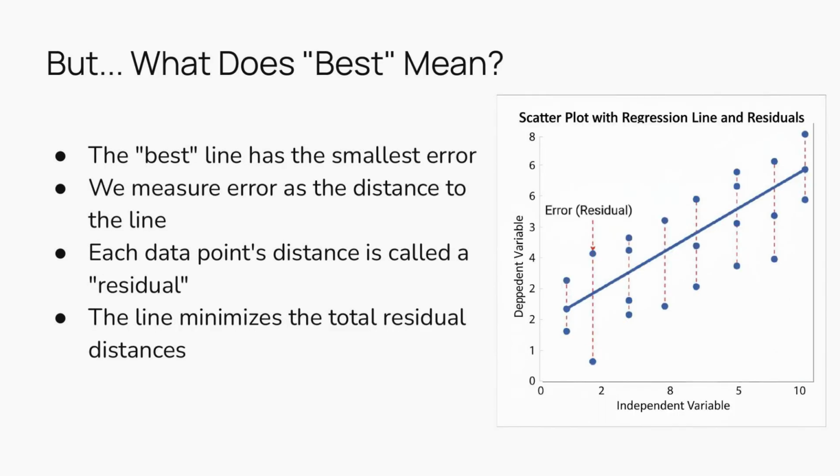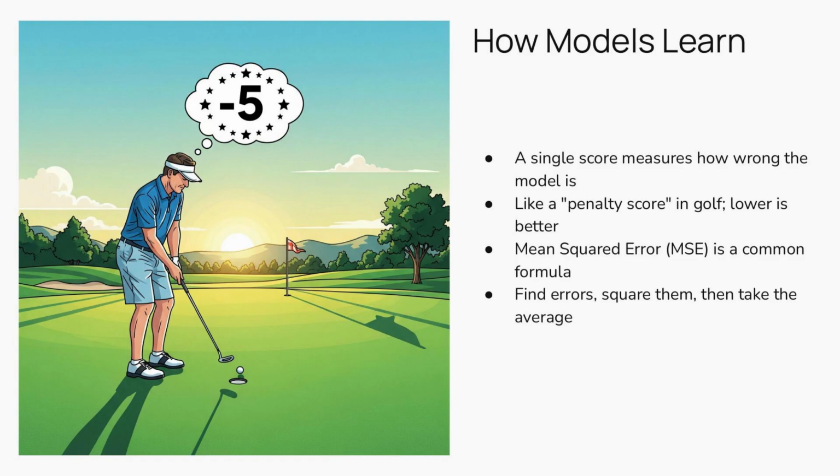But best fit is a vague term. How does the computer quantify best? It does it by measuring error. For any line we draw, we can measure the vertical distance from every single data point to that line. This distance is called the residual or just error. A good line will have very small distances. A bad line will have huge distances. The best line, therefore, is the one that has the smallest possible total error when you add up the error from all the points. This leads us to the most important concept in all of machine learning, the cost function.